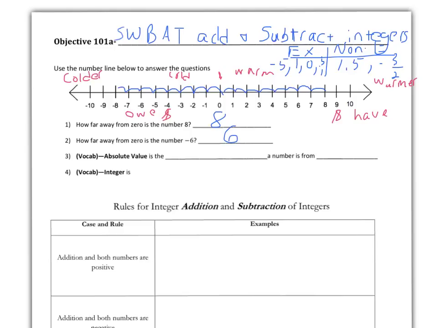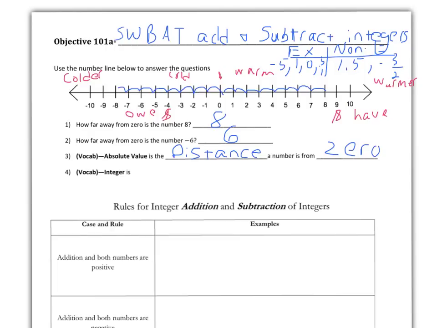What we just did is called absolute value. Absolute value is where we measure the distance a number is from 0. We were always measuring the distance from 0.